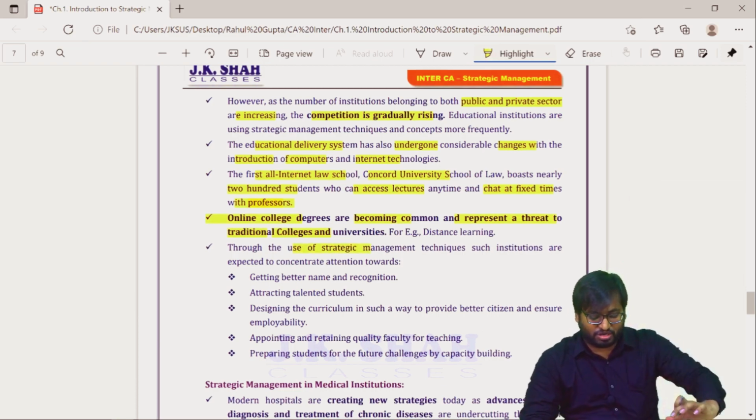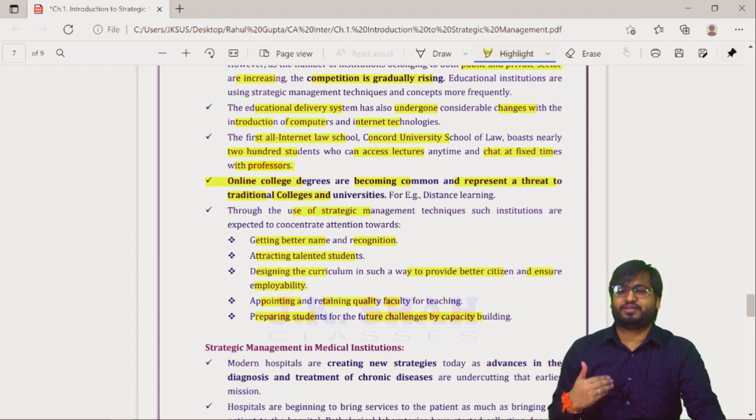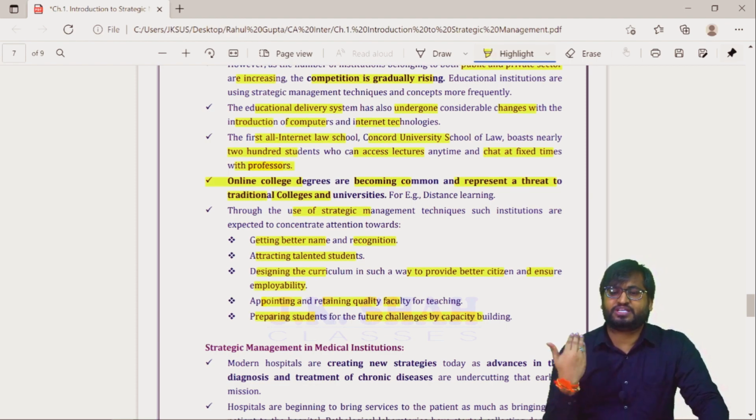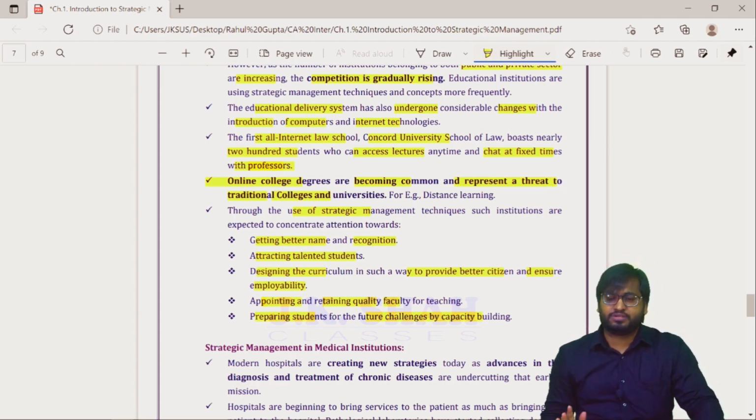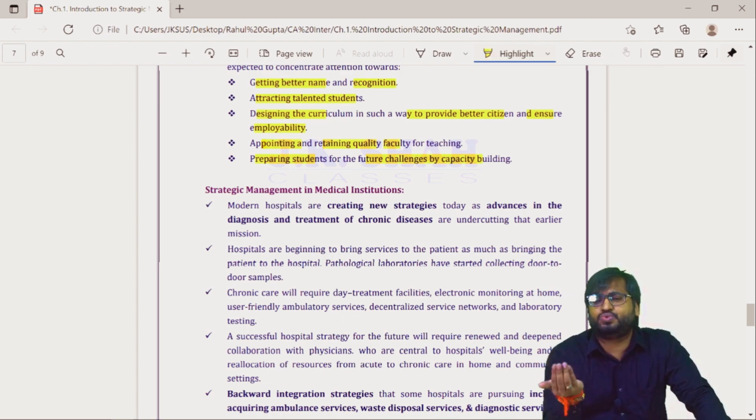Through the use of, this is your main answer, by the way, strategic management techniques, institutions are expected to concentrate attention towards number 1, getting better name and recognition, number 2, attracting the talented students, number 3, designing a curriculum to provide better citizens and ensure employability, number 4, appointing and retaining quality faculty, number 5, preparing the students for capacity building, developing their interpersonal skills, developing their skills in which they'll be beneficial in a leadership role. Now the next point, strategic management in medical institutions.